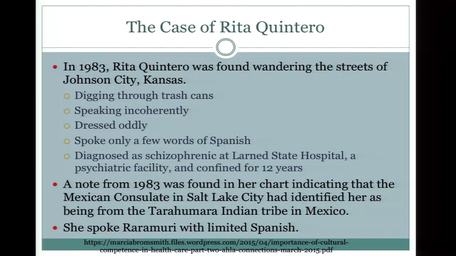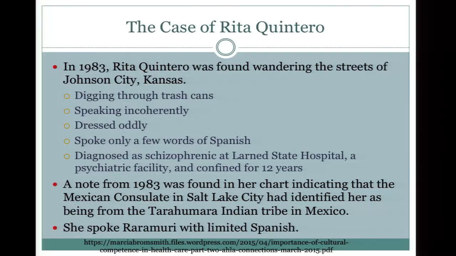Well, this is the case of Rita Quintero. And it's actually hard to believe. It's almost 40 years ago. But she was found wandering the streets of Johnson City, Kansas. These were her characteristics. She was digging through trash cans. She was speaking incoherently. She was dressed oddly, but she only spoke a few words of Spanish. Well, what happened was she was picked up, brought to the Larned State Hospital, which is a psychiatric hospital, and she was confined there for 12 years.